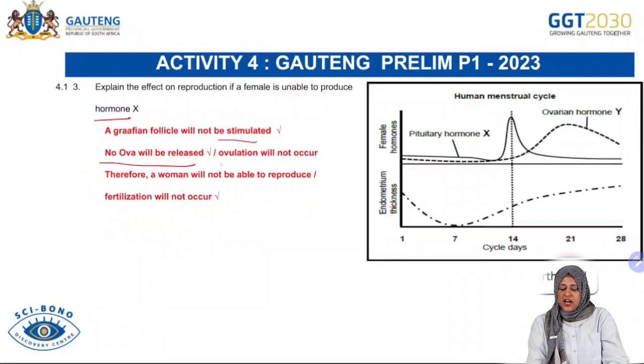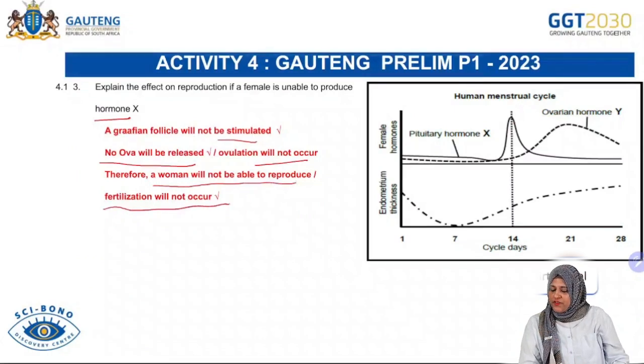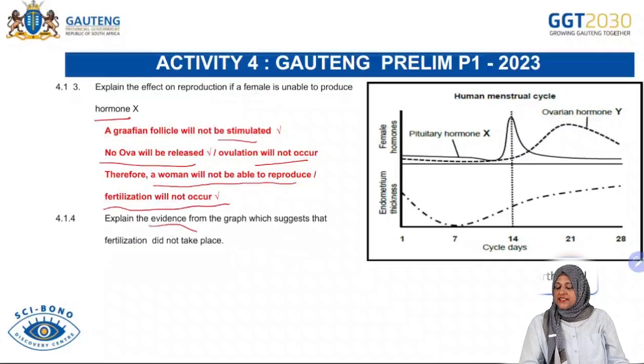Explain with evidence from the graph. It means you need to use the graph, which suggests that fertilization did not take place. We go and look for progesterone. So let's look at ovarian hormone Y, and you can see it's decreasing, which means that no fertilization took place. The corpus luteum has now disintegrated. Right, and you can see hormone Y or progesterone level starts to decrease due to the corpus luteum disintegrating.